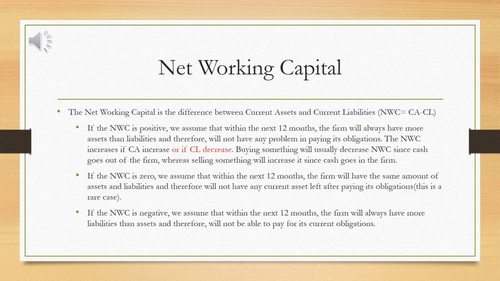If net working capital is zero, we assume that within the next 12 months, the firm will have the same amount of assets and liabilities, and therefore will not have any current asset left after paying its obligations. This is a rare case. If the net working capital is negative, we assume that within the next 12 months, the firm will always have more liabilities than assets, and therefore will not be able to pay its current obligations.